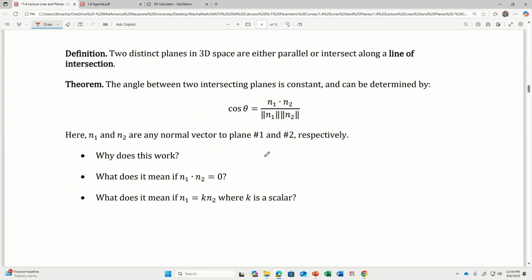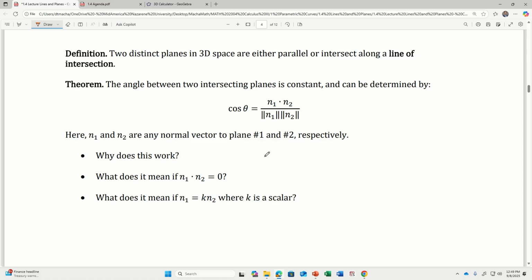Two distinct planes in 3D space are either parallel, right? I could have two parallel planes that never, ever intersect each other. Or if they do intersect, if they're not perfectly parallel, then they intersect along a line. The intersection of two planes is a line.